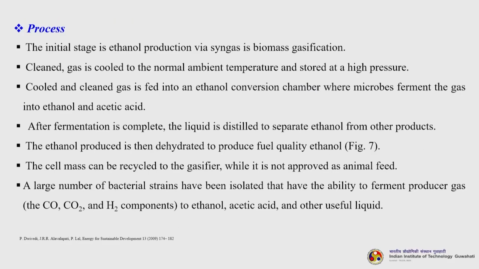The initial stage of ethanol production via syngas is biomass gasification. Cleaned gas is cooled to normal ambient temperature and stored at high pressure. Cooled and cleaned gas is fed into an ethanol conversion chamber, where microbes ferment the gas into ethanol and acetic acid. After fermentation is complete, the liquid is distilled to separate ethanol from other products. The ethanol produced is then dehydrated to produce fuel quality ethanol. I will show you figure 7, then we can understand it better. The cell mass can be recycled to the gasifier, while it is not approved as animal feed.